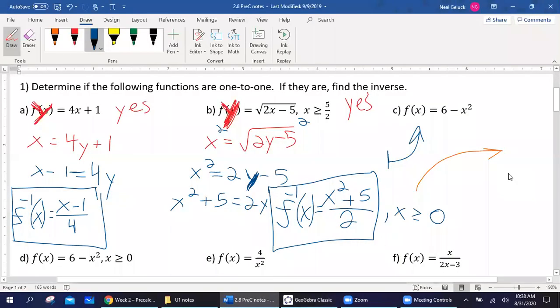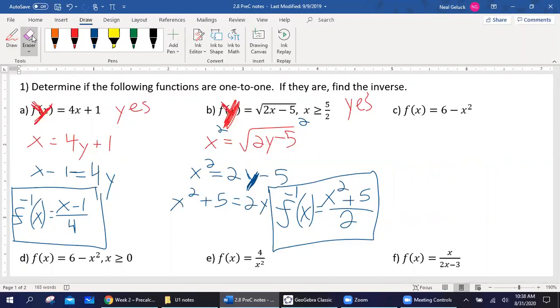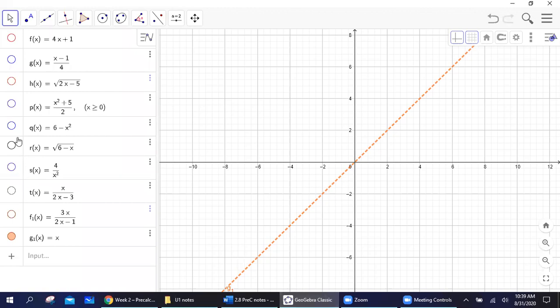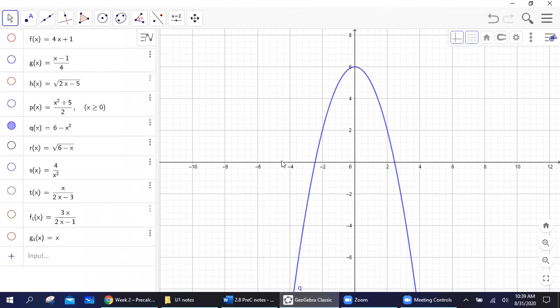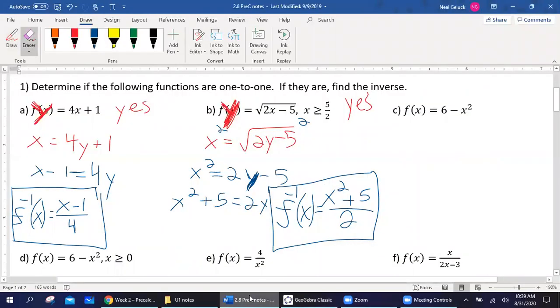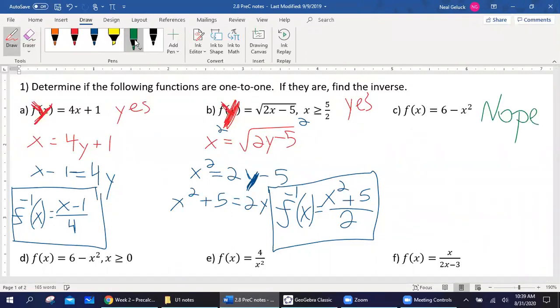For letter C, well, think about it graphically. This would be a parabola opening down, starting up 6. So if I ask myself, all right, is that 1-to-1? It does not pass the horizontal line test. A horizontal line would hit it more than once. So this one is not 1-to-1.